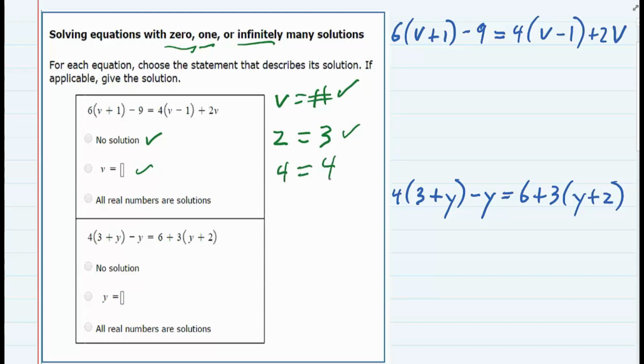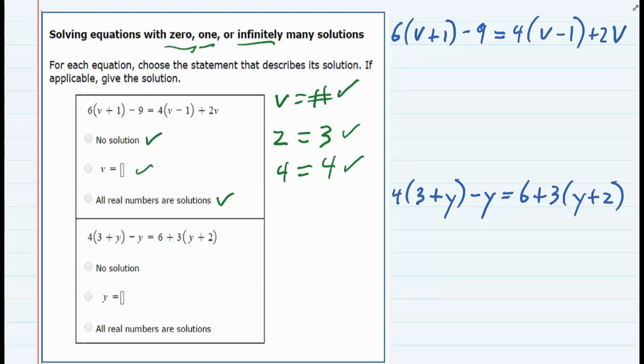The other possibility is maybe in solving the equation, we get a true statement, like 4 equals 4. Again, the variable canceled out and we're left with just something that is true. 4 equals 4. That is always true. So for those equations, any real number can be plugged in and it will work. So there are infinitely many solutions whenever this happens.